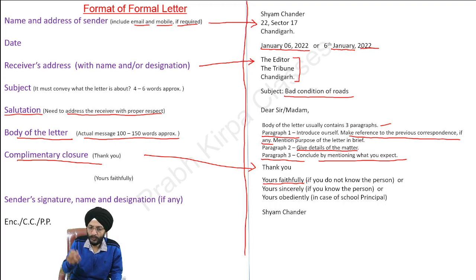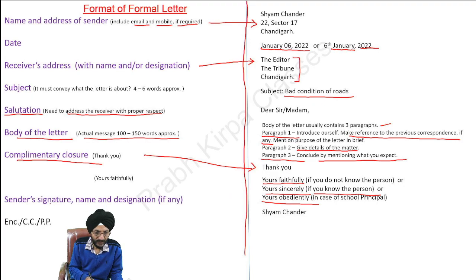If you do not know the person, normally whenever you are writing to the editor or the police commissioner, you may not be knowing, so you will write yours faithfully. If you know the person, then you will write yours sincerely. But when you are writing to the school principal, you will write yours obediently or yours faithfully.